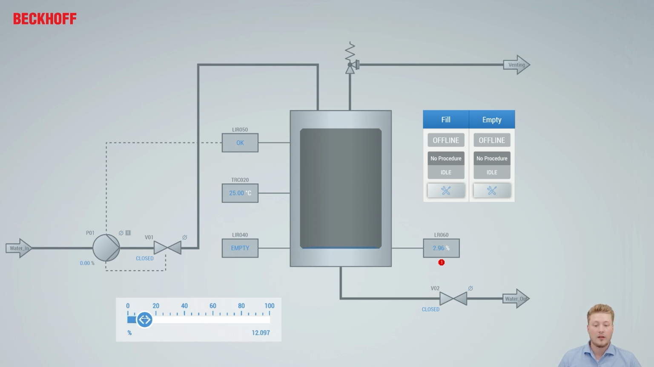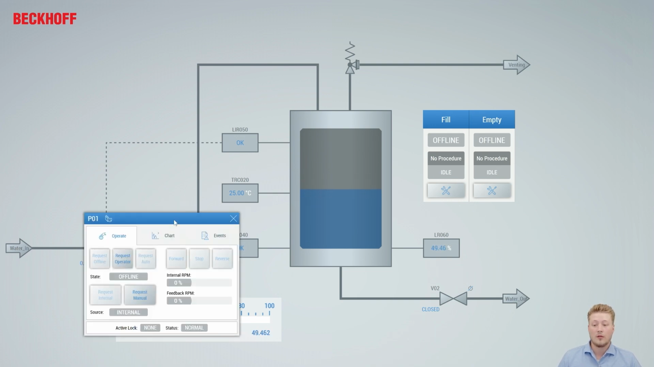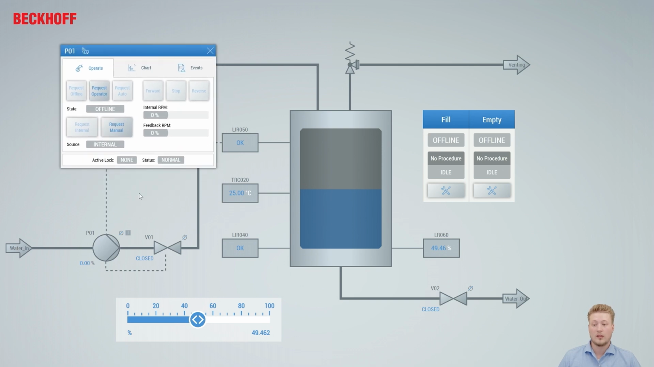For example, via the linear gauge, I'm able to manipulate the fill level. But I can now also, for example, manually start a pump by setting it to operator manual and giving it a set point. By then hitting forward, it will start the pump and at the same time also open the valve, as we have programmed the dependency.